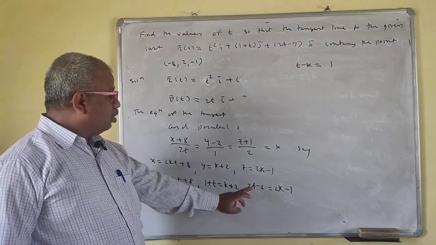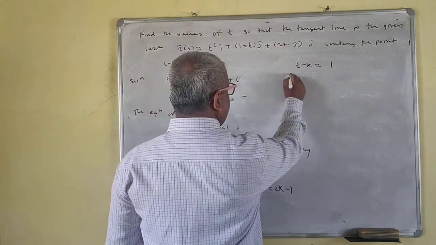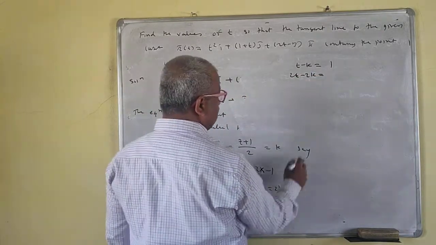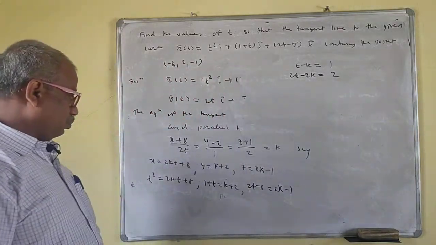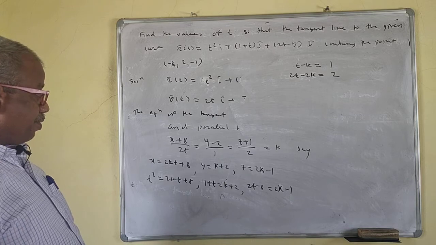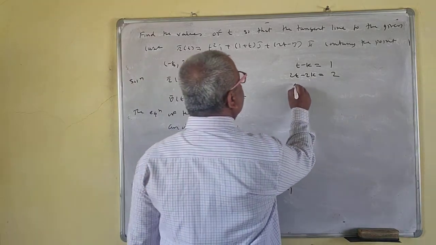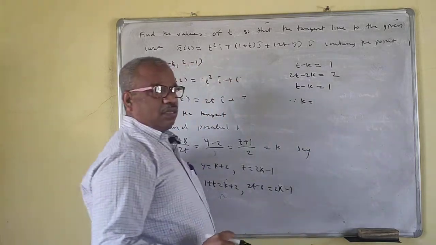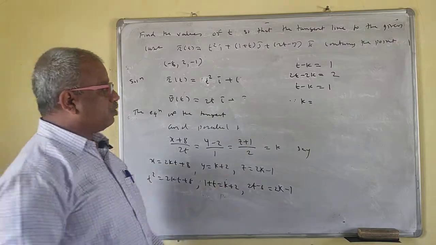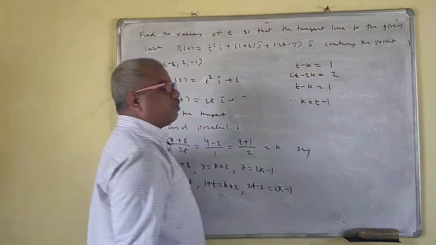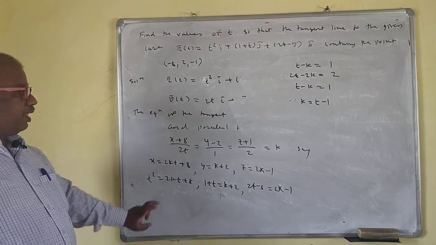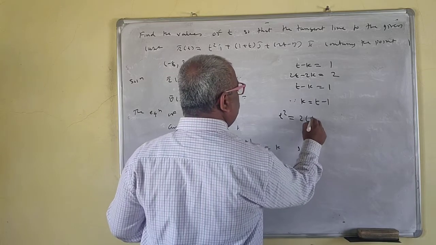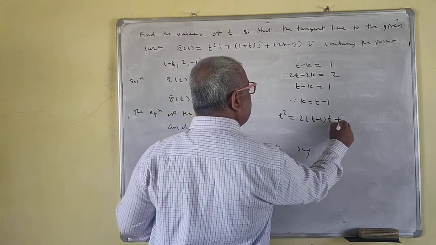And here what? 2t minus 2k is equal to, we have to shift this side, is equal to 2. Okay, so that means again this is the same as t minus k is equal to 1. Okay, so therefore k is equal to t minus 1. So I'll put k is equal to t minus 1 here. Okay, so this is what then? t square is equal to 2 into t minus 1 into t plus 8.